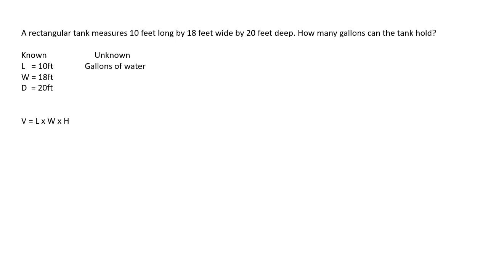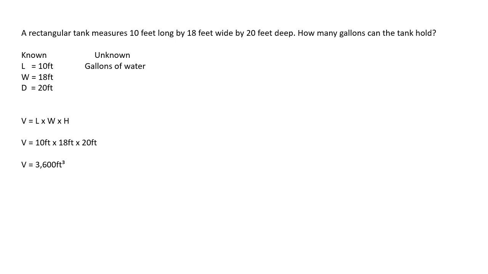So the formula for calculating volume in a rectangular tank is length times width times height. And remember, the units must be in feet, which they already are, so we can plug everything into our formula. So you have 10 feet times 18 feet times 20 feet, and that's going to give you 3,600 cubic feet. Remember, because we did feet by feet by feet.